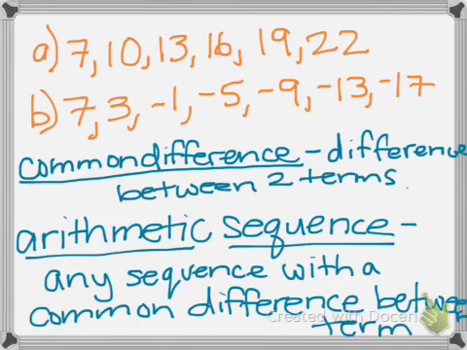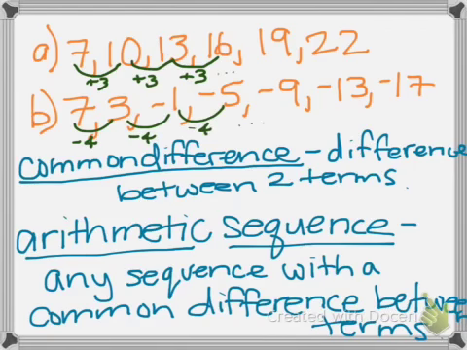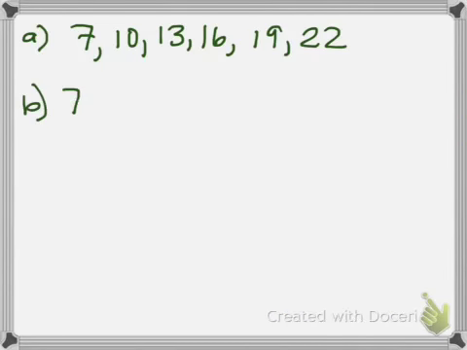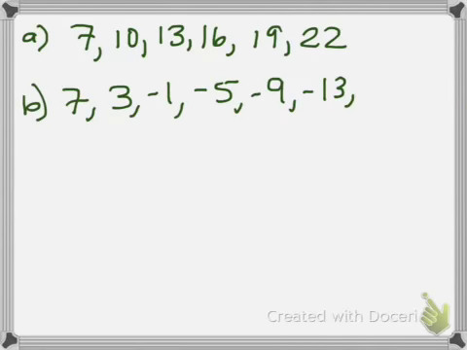So between 7 and 10, when we look up at the top, between 7 and 10 there's 3. Between 10 and 13 there's 3. Between 13 and 16 we're adding 3, adding 3 each time. If you look at part B, you're subtracting 4, subtracting 4, subtracting 4, and so on. Okay, looking back at these sequences again.